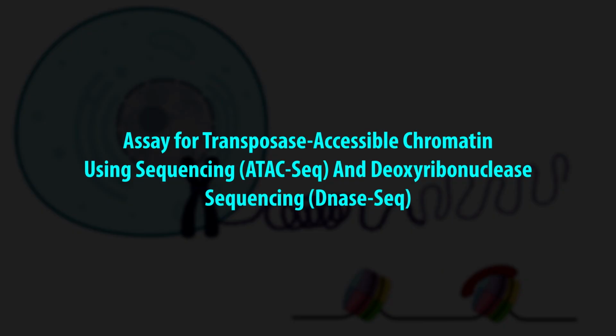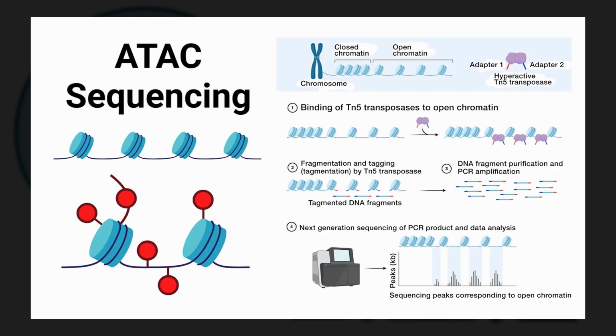Next is the assay for transposase-accessible chromatin using sequencing, ATAC-seq, and deoxyribonuclease sequencing, which is DNase-seq. These methods identify regions of open chromatin, providing insights into regulatory landscapes by mapping accessible DNA. They pinpoint active promoters, enhancers, and potential transcription factor binding sites.